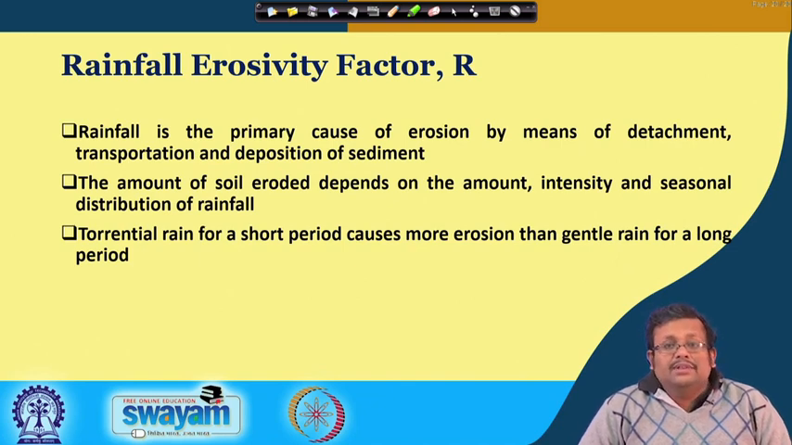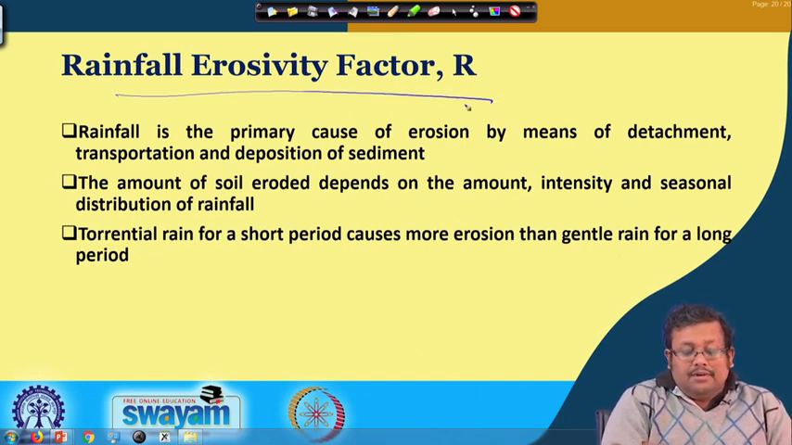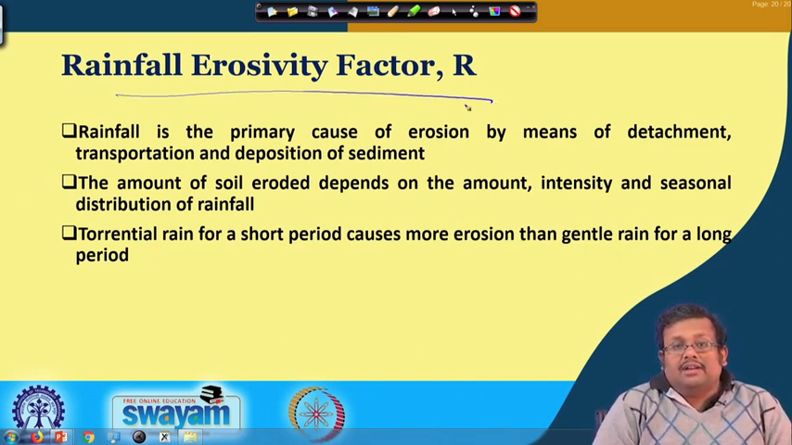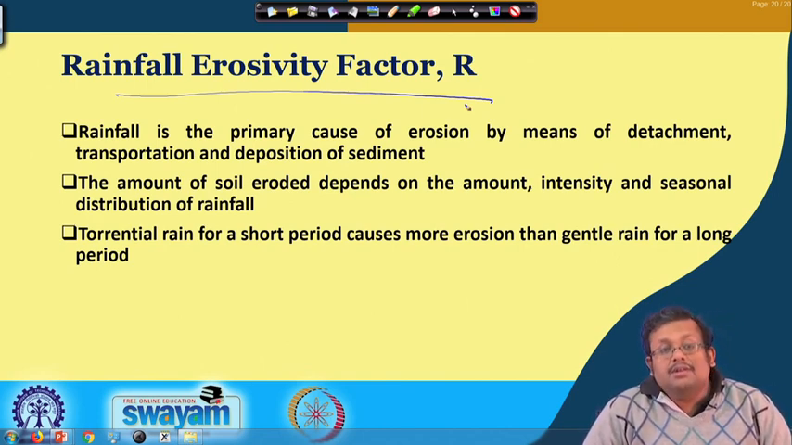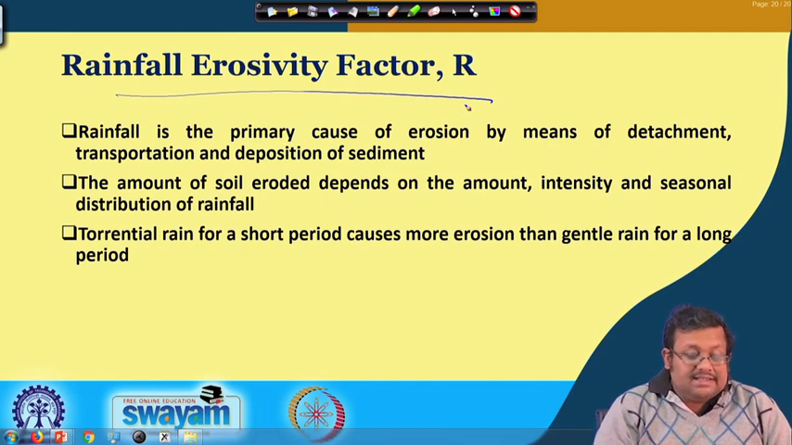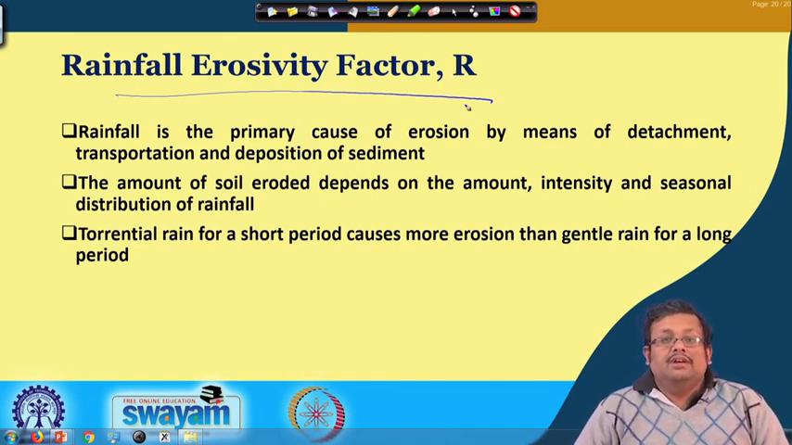Let us start with the rainfall erosivity factor. The rainfall erosivity factor, or R, is an important factor for calculating the soil loss. Remember that rainfall is a primary cause of erosion by means of detachment, transportation and deposition of the sediment. The amount of soil eroded depends on the amount, intensity and seasonal distribution of the rainfall. Obviously, torrential rain for a short period of time will cause more erosion than gentle rain for a long period.